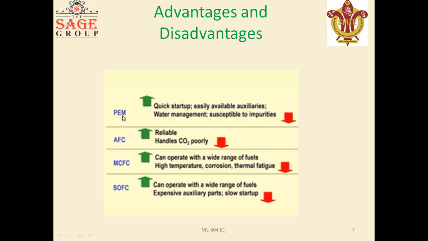PEM, I have already told you, is the polymer electrolyte membrane fuel cell. The first line is for the advantages and the second line is for the disadvantages in all the cases. So first, for the polymer electrolyte membrane fuel cell, the advantages are quick startup and easily available auxiliaries, and the disadvantages are water management and susceptibility to impurities.